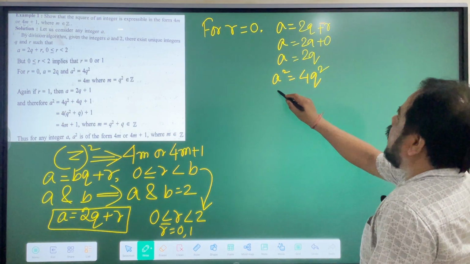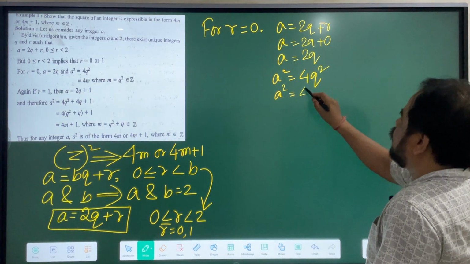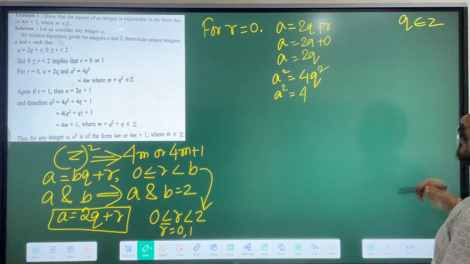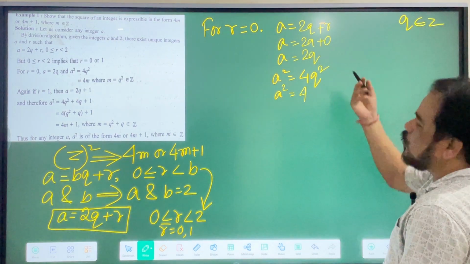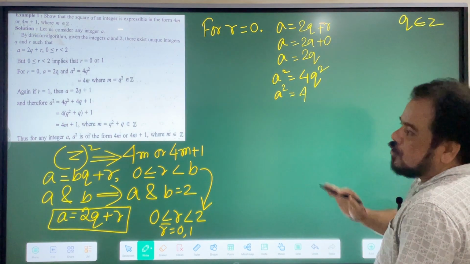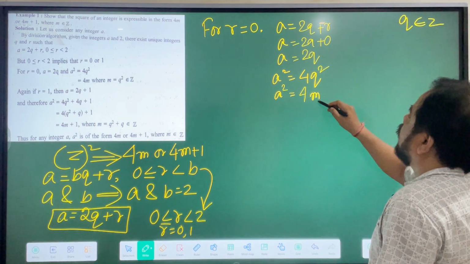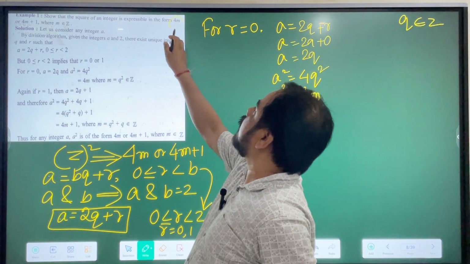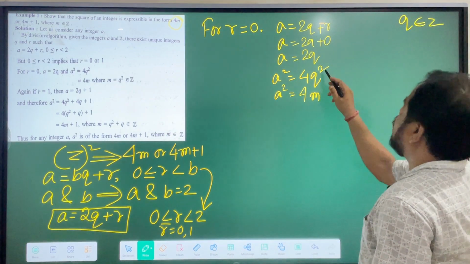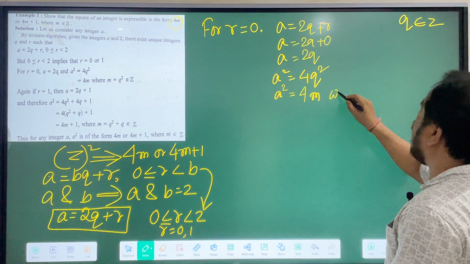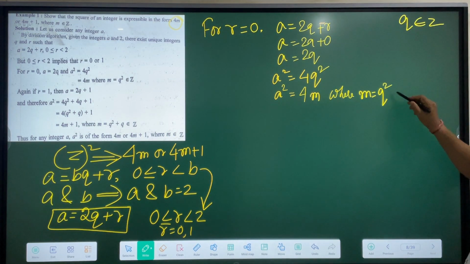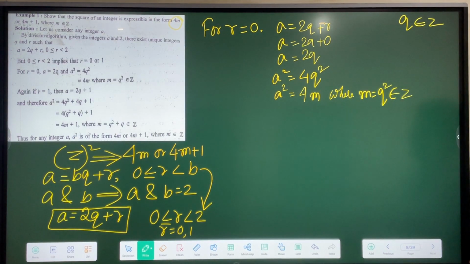4q square. Here again we can write a square is equal to 4q square. What is q? Q is always an integer. I have told you already, q is always an integer, so q square is also an integer. 4 into q square is also an integer, or 4m. What we have done is, in place of q square, we have written m. Why? Because in the question 4m is given. So in place of q square, we have written 4m, where m is equal to q square and this q square always belongs to Z.